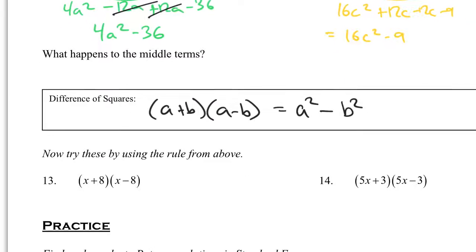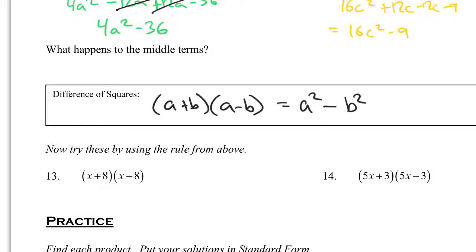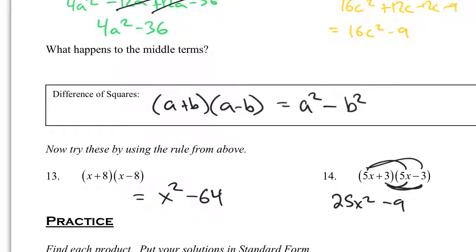So if we can do the 13 and 14 using this shortcut, 13, I see it's going to be x plus 8, x minus 8. It's just going to equal x squared minus 64, because the middle terms are going to cancel out. Plus minus means the middle terms are going to cancel out. For 14, I'm going to get 25x squared, because 5x times 5x. The middle terms will cancel out, there and there, and then I finally get minus 9.